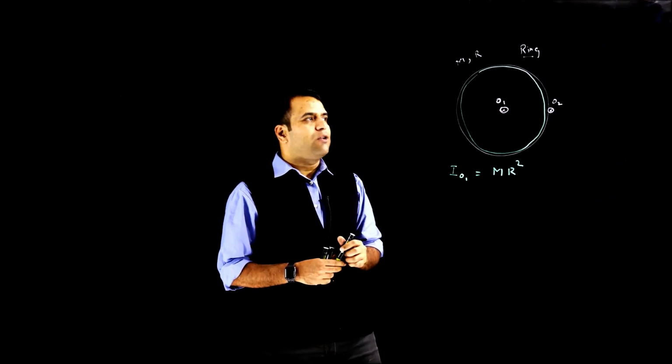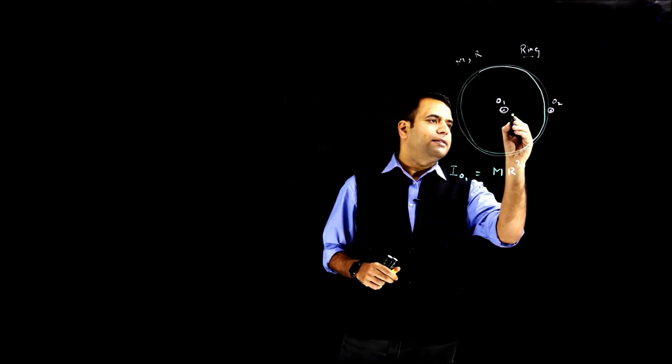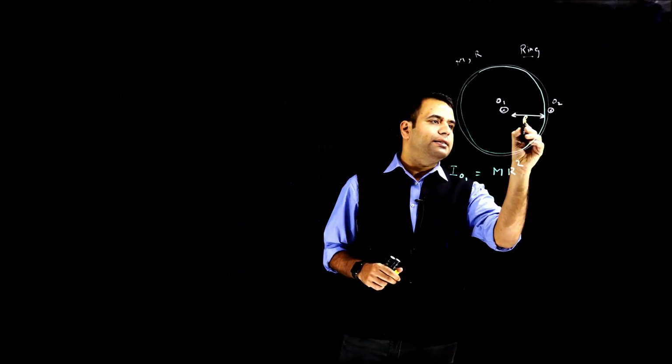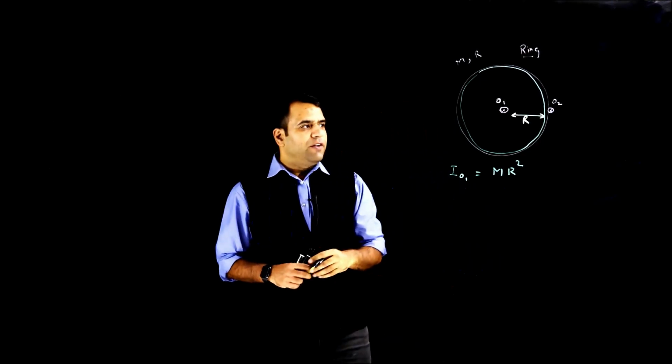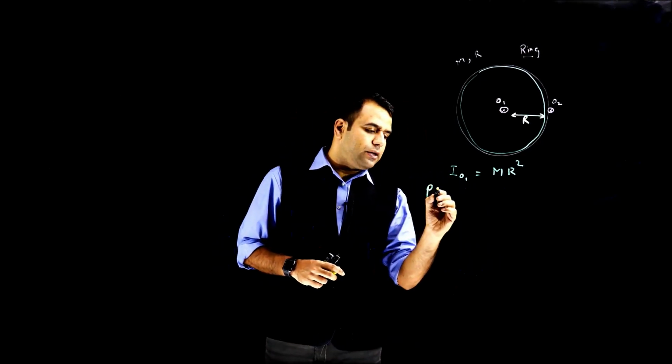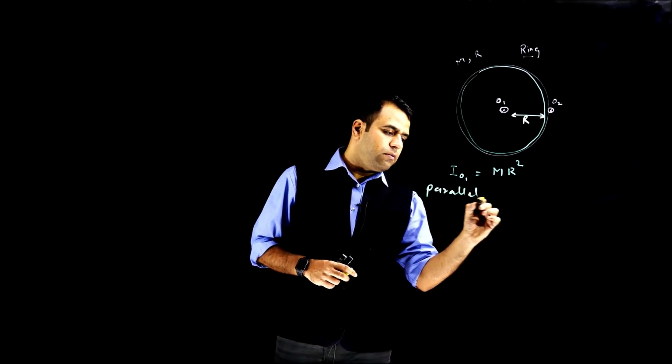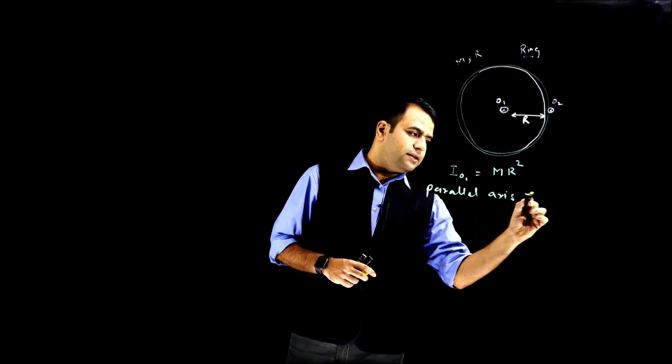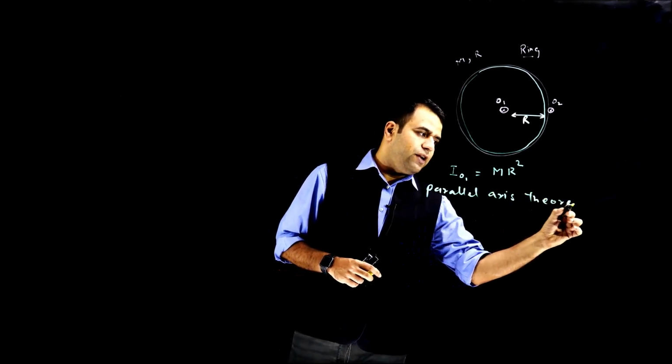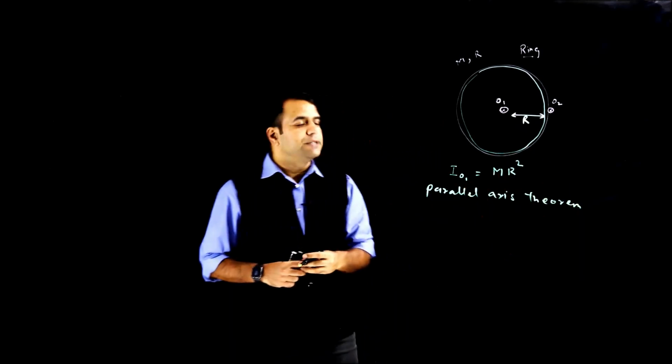Now we have to calculate the moment of inertia about this axis. Between these two axes, the distance is r. So what we will do, we'll use the parallel axis theorem. We will use it because these two axes are parallel to each other.